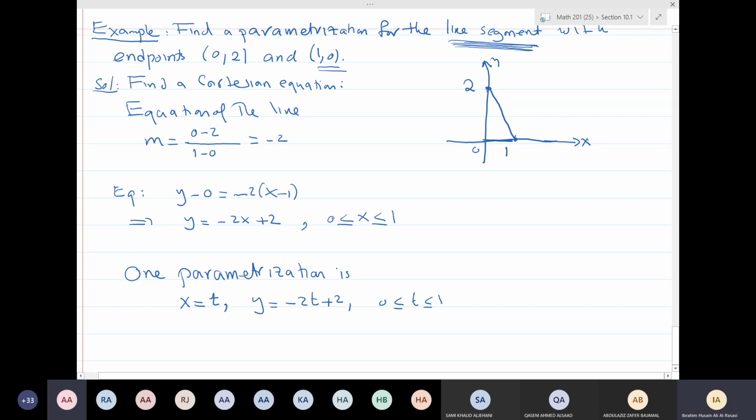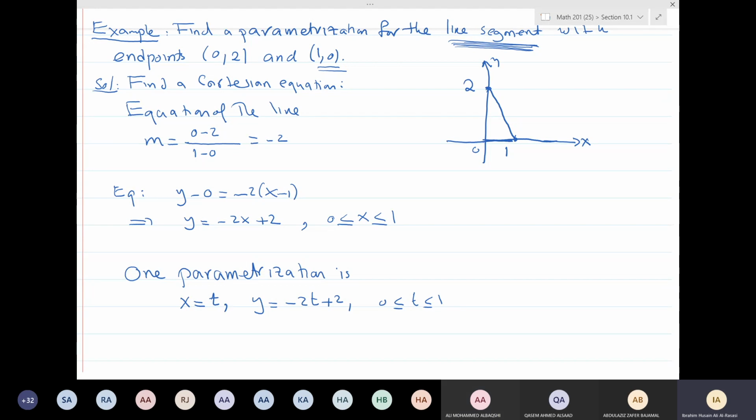Doctor, what's the benefit of parameterization? Why did we just change x to t? Maybe can you leave your question for a while and then ask me? Maybe it will become clear. I will find other parameterizations, then remind me, ask me the same question, and I will answer you, okay? Okay, thank you. So this is the simplest way to parameterize.